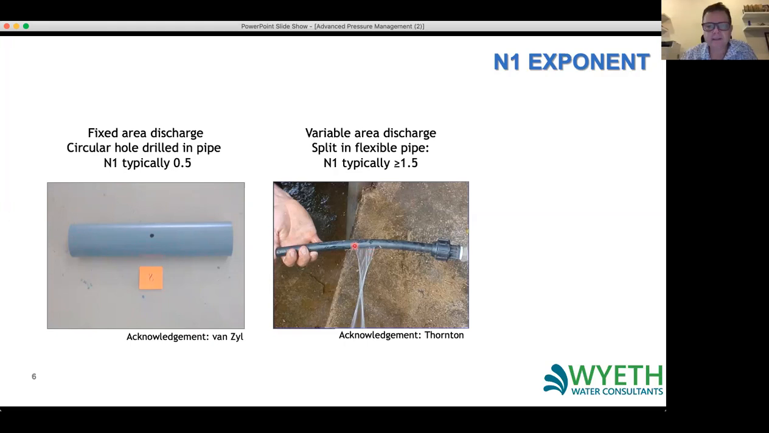But in reality, most leaks are not round, nice, neat holes like this, but they actually form cracks in the pipe surface. And what happens is there's the hole in the pipe, and as the pressure increases, it actually forces the crack wider, which means that the area that water is of the leak area is getting bigger as pressure increases.